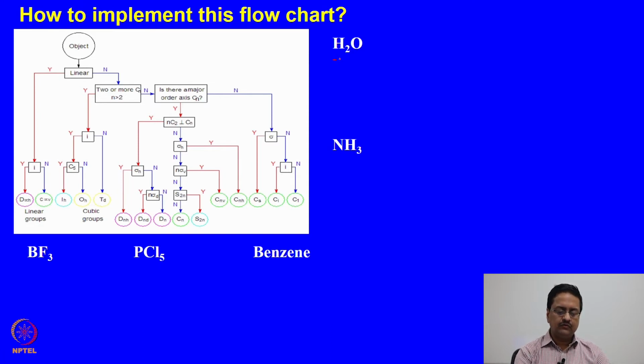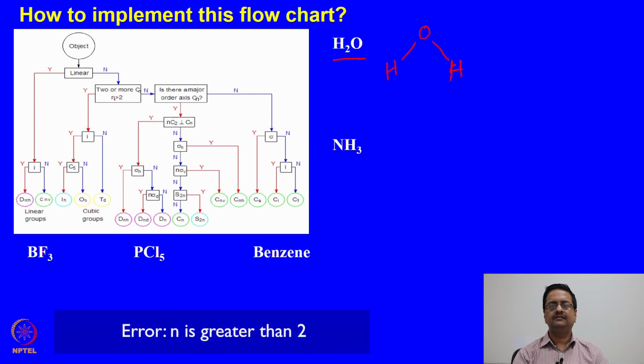if we take the molecule water, the first question that is asked is, is it a linear molecule? The answer is no. Water is a bent molecule. Next question, does it have 2 or more Cn where n is greater than 2? Clearly, water does not have C3, C4 and so on, it only has a C2. So, the answer is no.